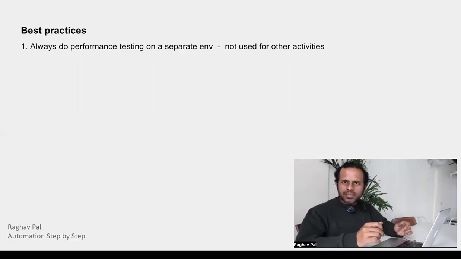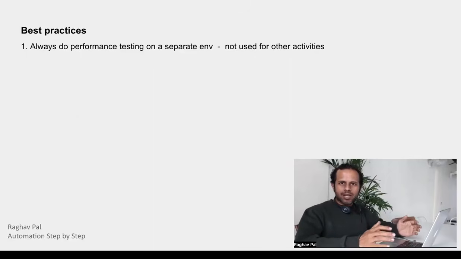So I have already discussed that you should always use a separate environment so that you do not interfere with any other activities, you do not bring down the servers, and it does not hamper any other activity. Also, if you are using a separate environment dedicated to performance testing, your results will be consistent, and when you rerun and do multiple iterations, you can rely on those results. So always create a separate environment.